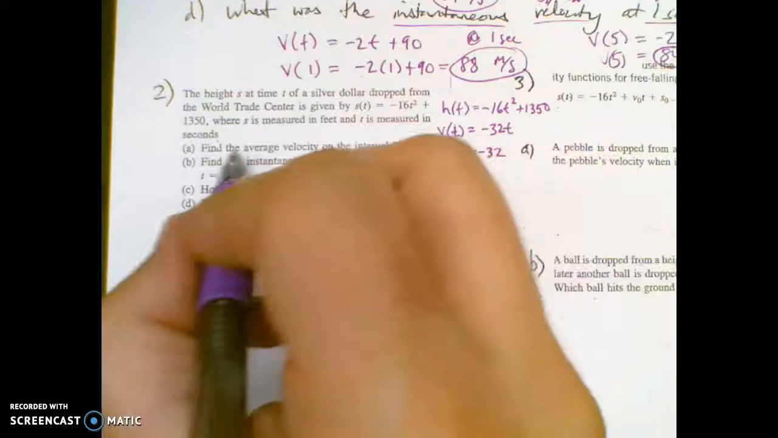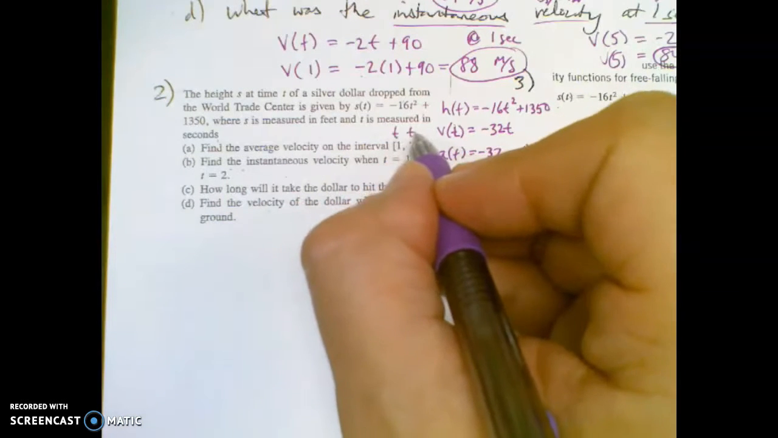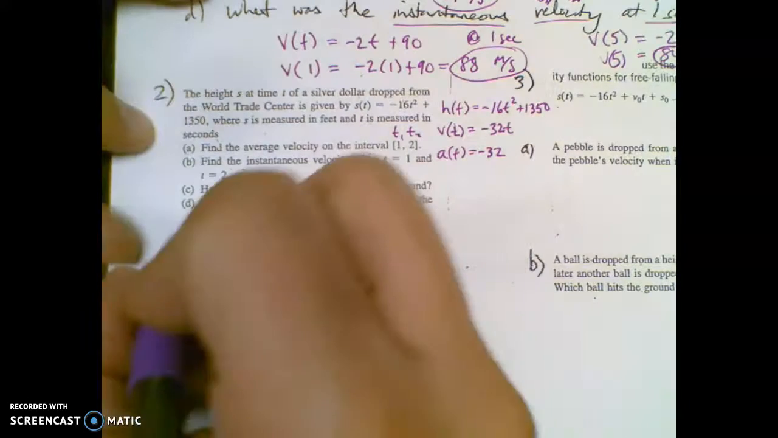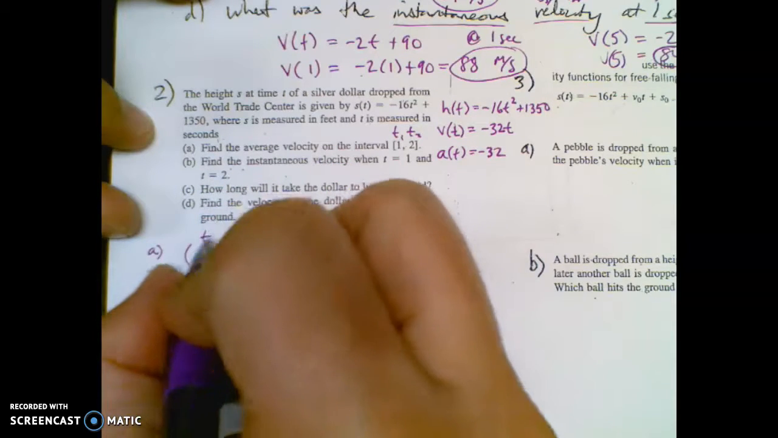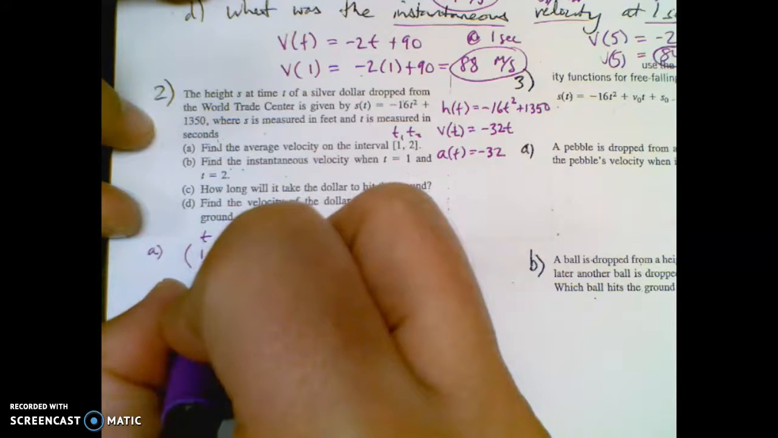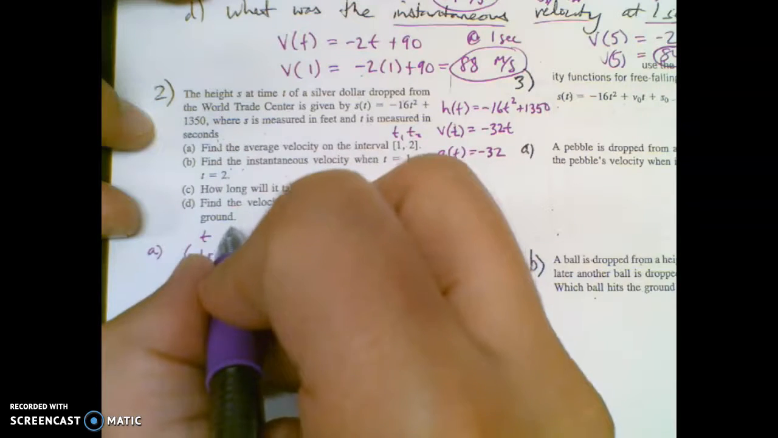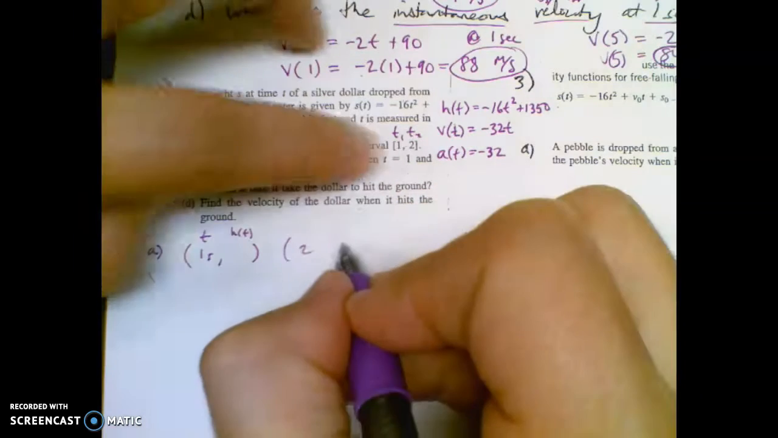So now it says find the average velocity on the interval. That's t and t. Those are 2 times, time 1 and time 2. So that's just like the problem we just did. It's finding an average slope. So if I did that, I would say at 1 second, how many feet, what's my height? And at 2 seconds, yeah, that's what that one is.